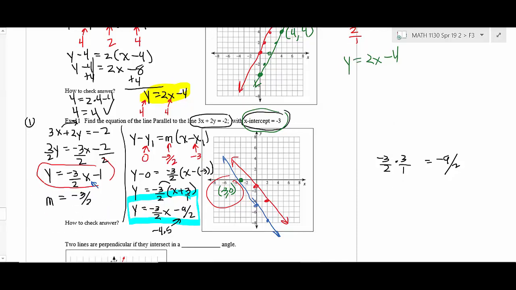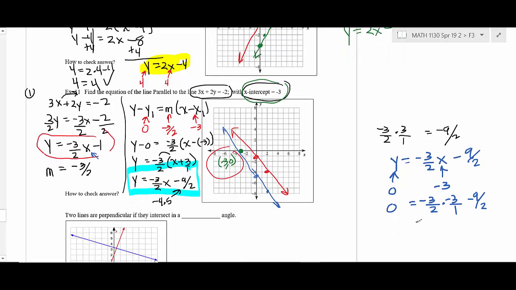You don't have to write down the checking, but I just remind you that you can do that. So the answer is -3/2 x minus 9/2. The point is -3, 0. I'm pretty sure that will check. What you'd end up having is 0 equals -3/2 times -3/1 minus 9/2. So notice this is 9/2 minus 9/2, so that's 0. So it works, and I'm certain that I'm right on the problem. Any questions about what I did there?